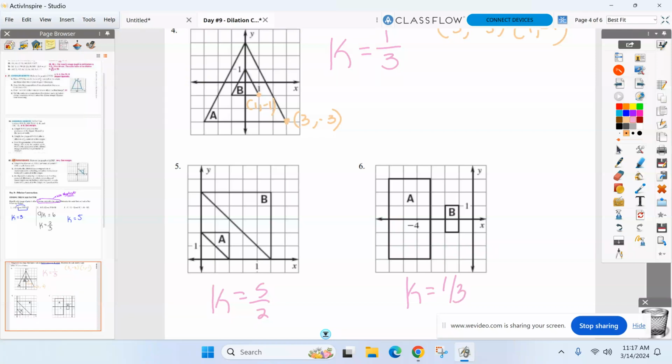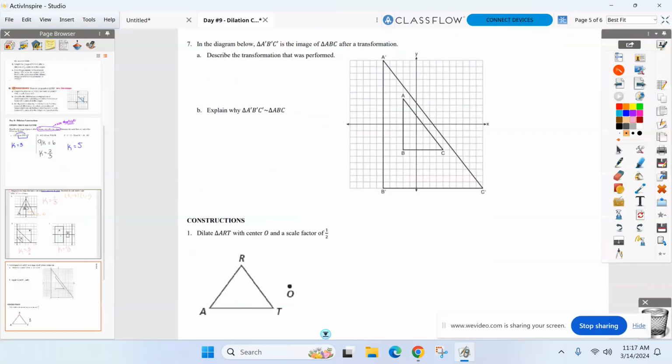All right. This next one I got off an old Regents. The prime one's the image, like we would assume. Describe the transformation that was performed. Well, now we have 4, right? We have rotation, reflection, dilation, and translation. But if we look here, it can't be one of the first 3 I showed you because these are different sizes. So it's got to be a dilation.